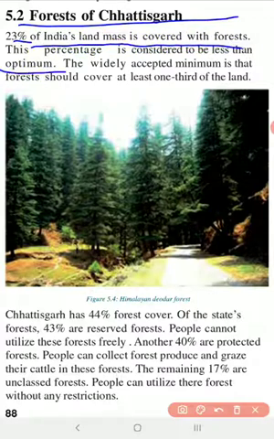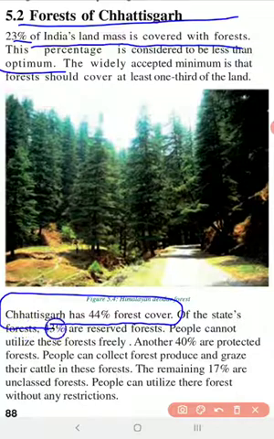Now it is less than optimum, which means so much forest has already been destroyed for various reasons: agriculture, factories, and the extension of cities, towns, and so on. Okay, coming to our state, Chhattisgarh has 44 percent forest cover. Almost one third of our state is covered by forest. The rest, 56 percent, is terrain, the normal place.